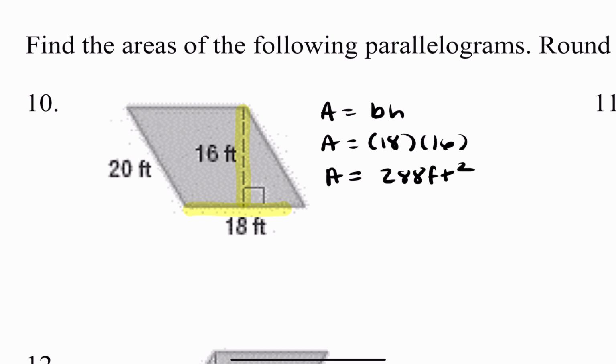If you were asked to find the perimeter, well, opposite sides are congruent, so you would do 18 plus 18 plus 20 plus 20 to figure out the perimeter, and you don't say feet squared, you just say feet.